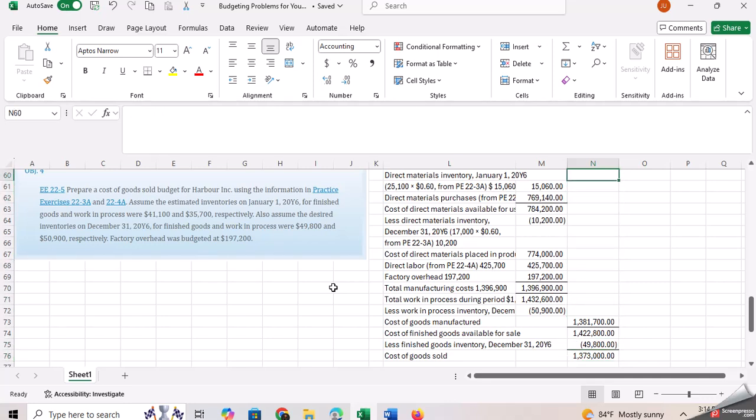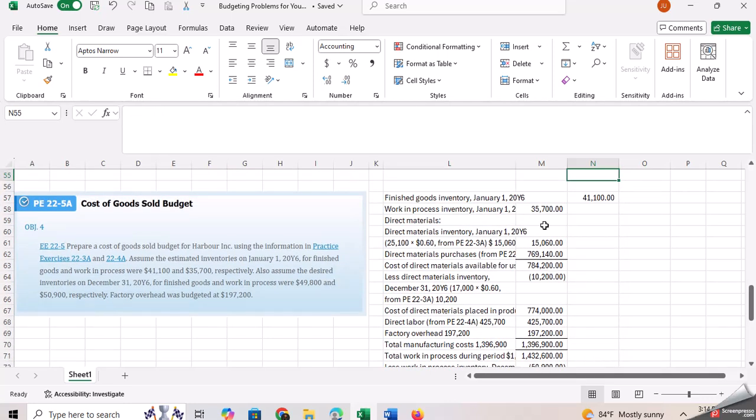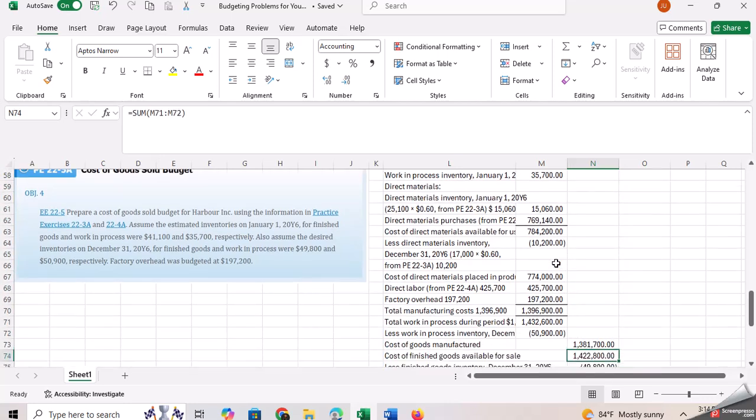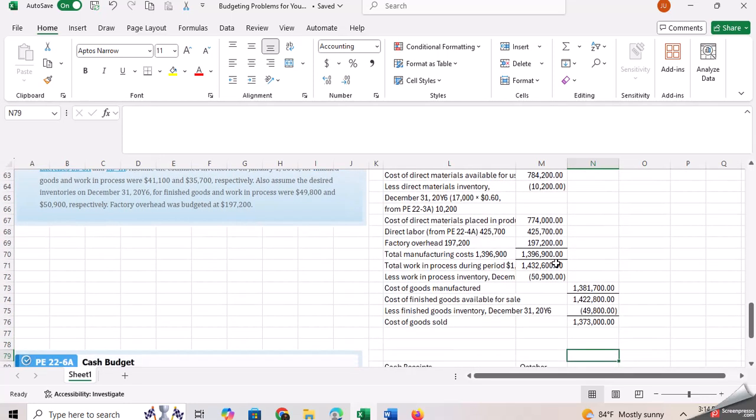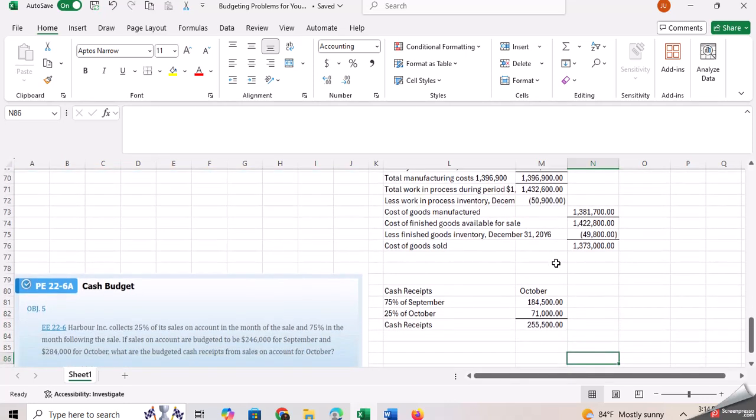Now, I suppose you probably could really do this in 3 columns and scooch all that direct materials over to the left. If you like that better, you'd have a direct material column, a work in process column, and then a finished goods column. Then it would all be a little more nicely organized, but hopefully that makes sense.